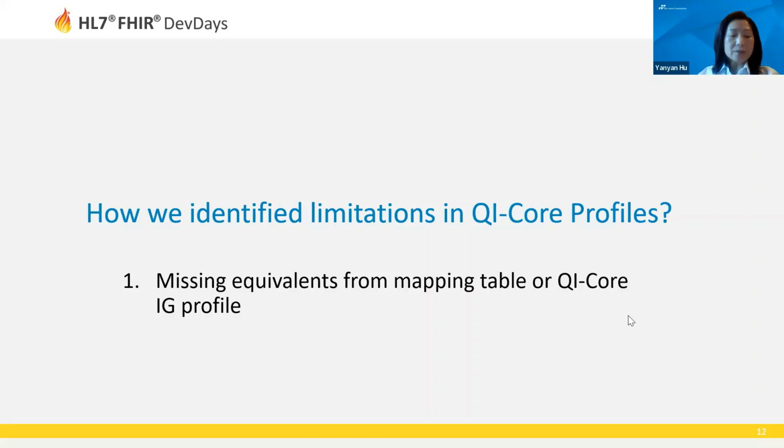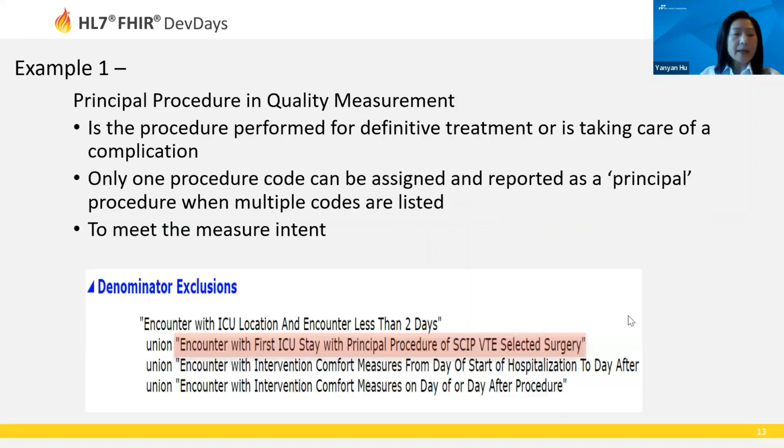Now let me share with you how we identify the limitations in the QI Core profile. One is because we found missing equivalence from the mapping table or QI Core profile during our measure conversion process. Here is an example of how to express a principal procedure. The principal procedure is a procedure performed for definitive treatment or is taking care of complication.